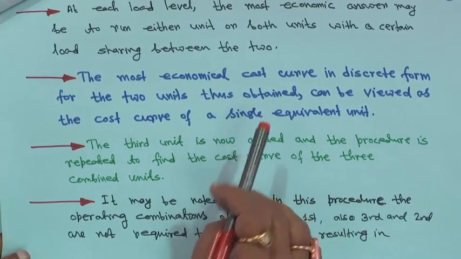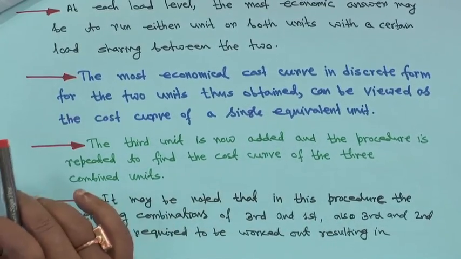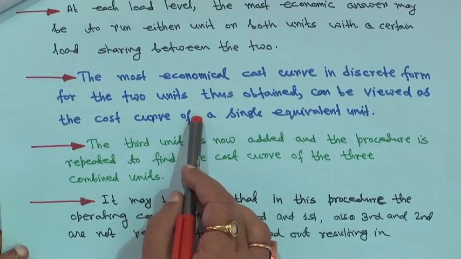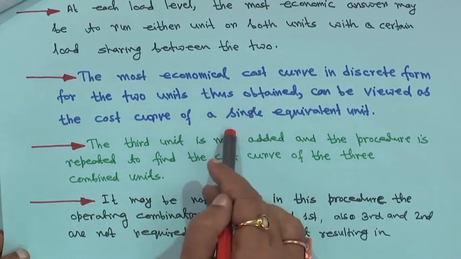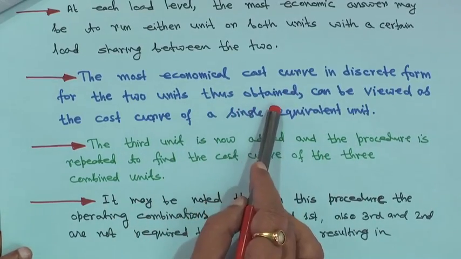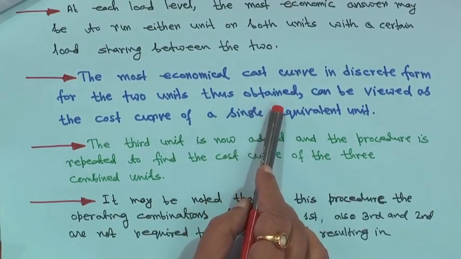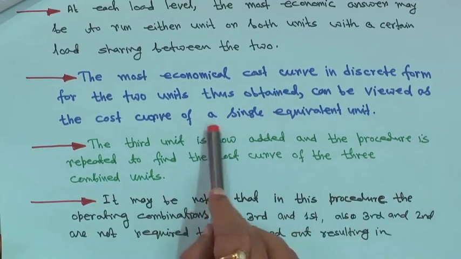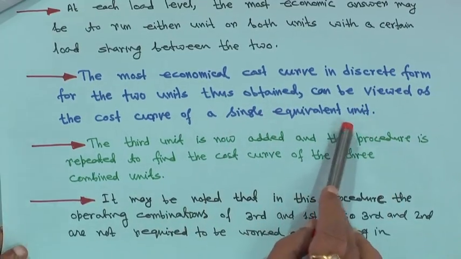For example, suppose load is 50 megawatt, 2 units are tried and you find 1 unit generating 50 megawatt is most economical, that is also possible. Even 2 units are possible, say 1 unit may be generating 30 megawatt, another 20 megawatt, right. So the most economical cost curve in discrete form for the 2 units is thus obtained. That data, a little bit I will show you, can be viewed as the cost curve of a single equivalent unit, that we will see.